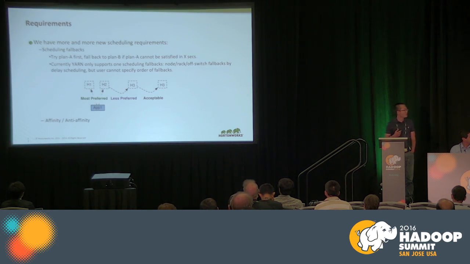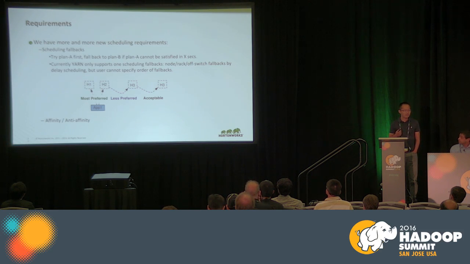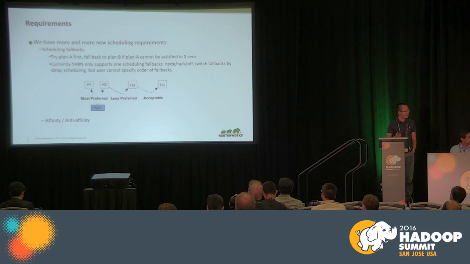We have some new requirements. Some of the following requirements were already covered by Varun, so I will also go through them. The first thing is the scheduling fallback. We will try to allocate according to plan A first, and if we cannot satisfy it in some time, we can fall back to plan B. Currently, YARN only supports one default scheduling fallback, which is to first try to allocate to the node, then fall back to the rack, and last fall back to off-switch, which is implemented according to delay scheduling. But users cannot change this behavior.